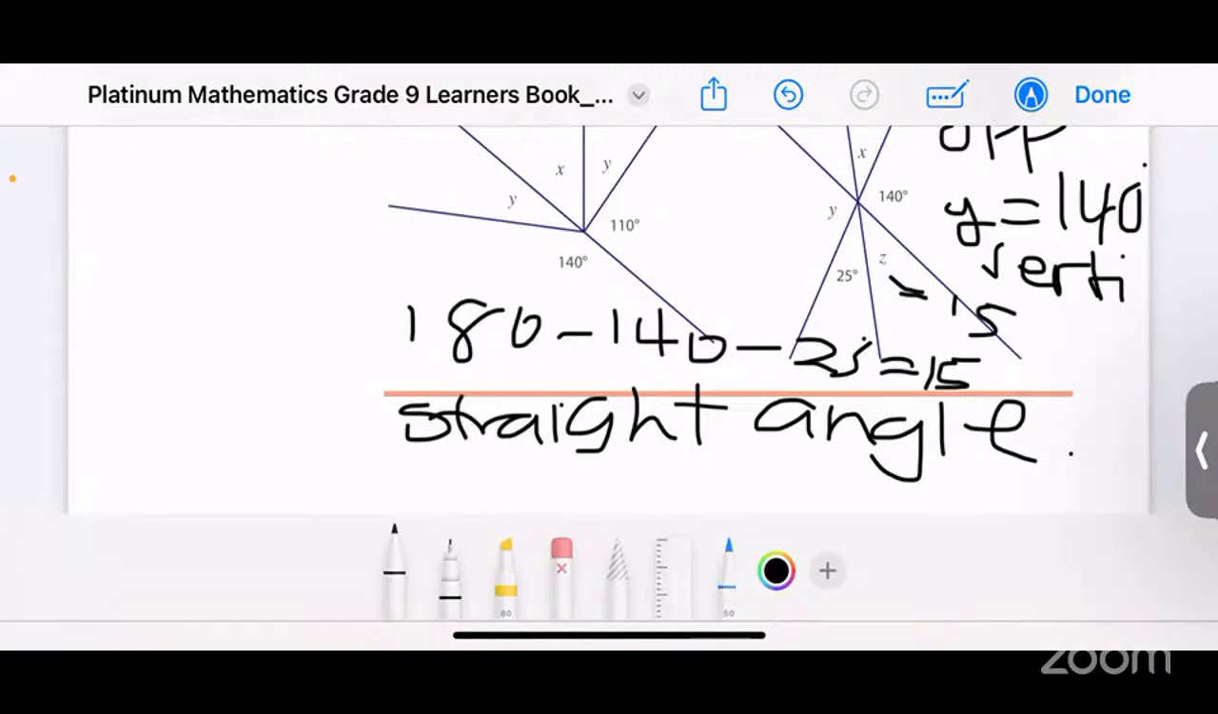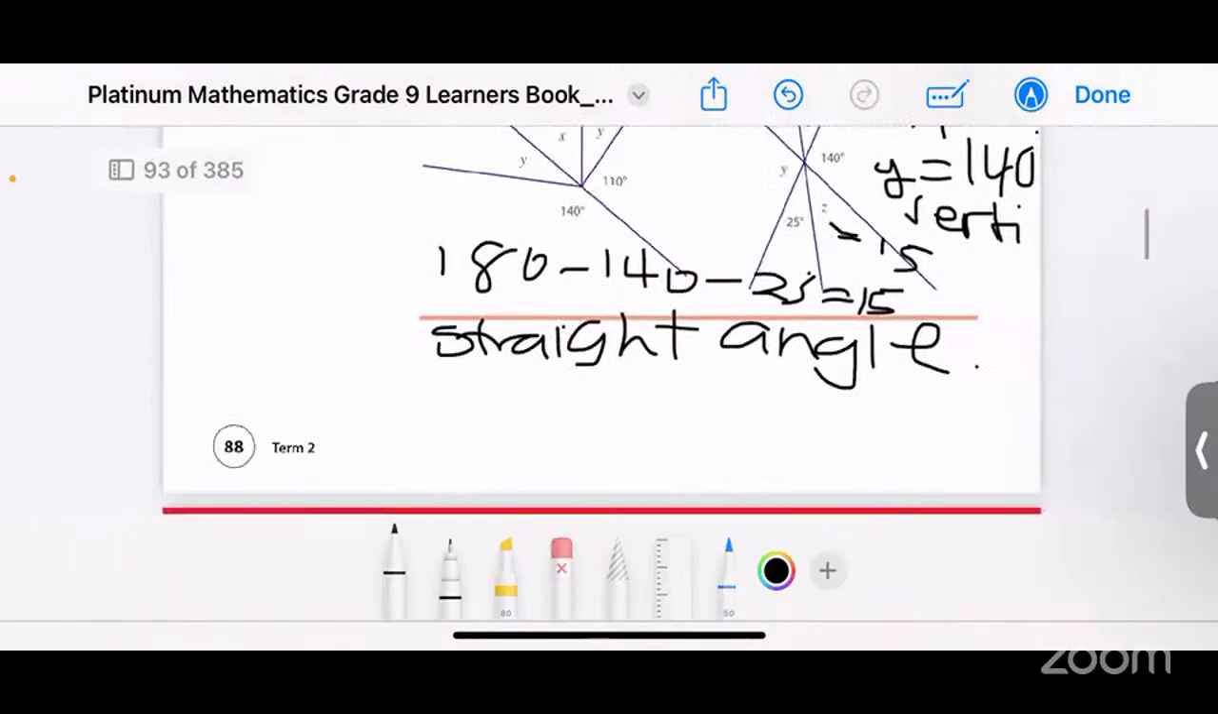From this exercise, do you have questions before we move to the next chapter? No, ma'am. Do you understand? Yes, ma'am. Baby girl, do you understand? Yes, ma'am. Okay, let's move to another part of angles.